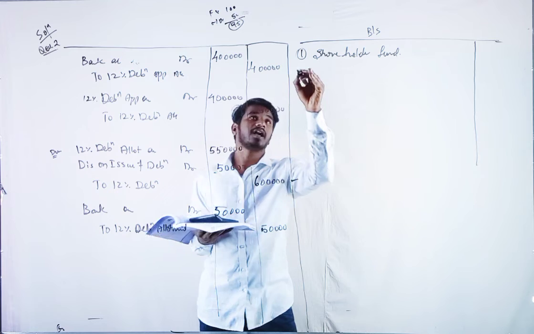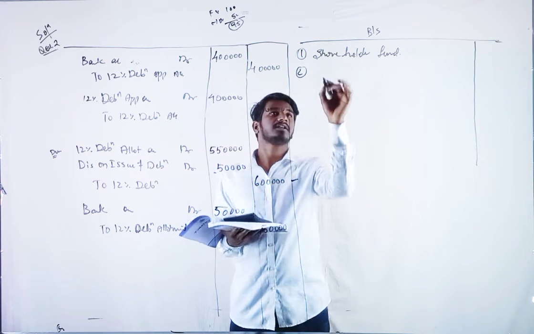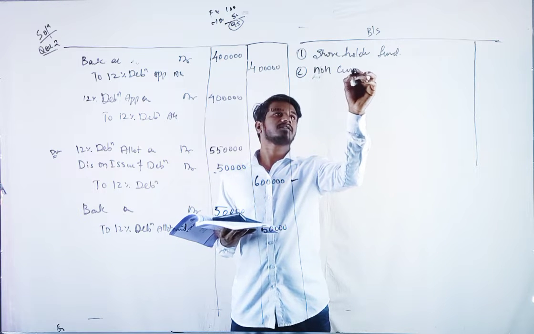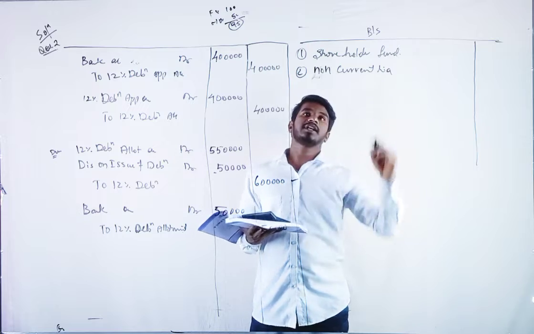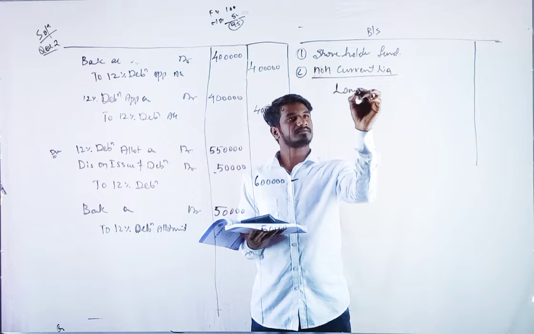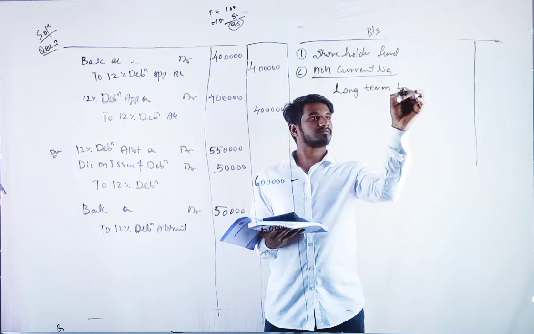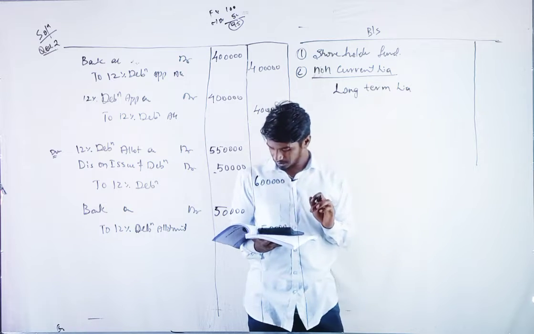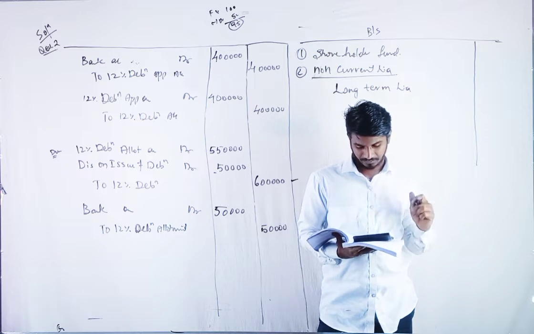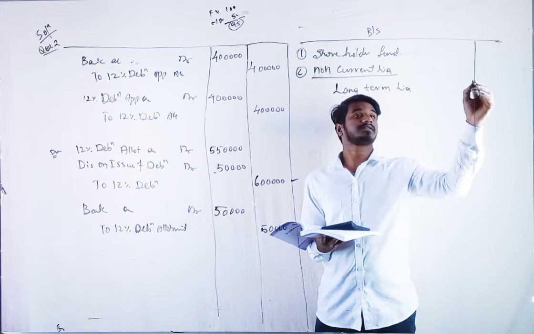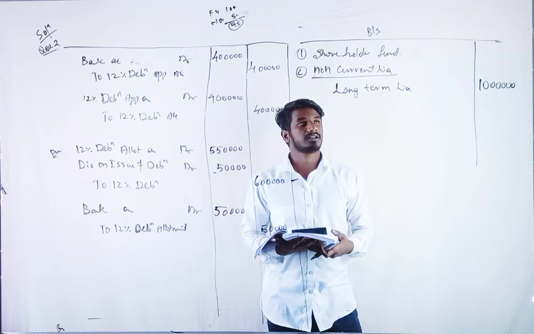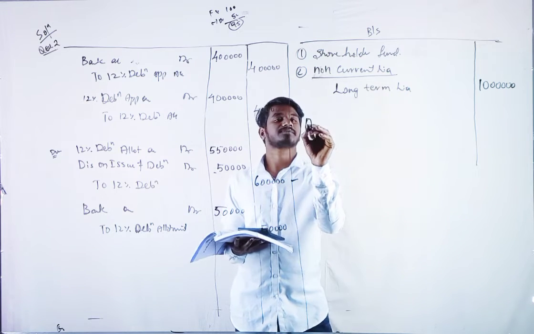As of now, we don't have any entry in the shareholders' fund. In the non-current liability, we show long-term liability. How much? 10,000 into 100. Yes, 10 lakh. We will show the 10 lakh as long-term liability.